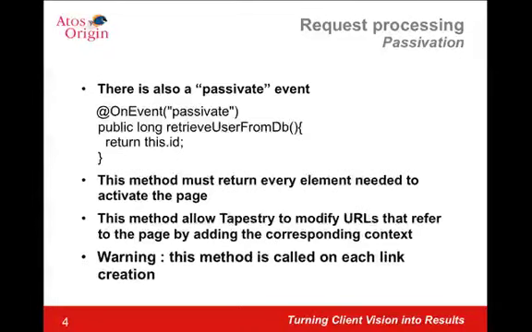Then the passivation mechanism. As with activation, we can write a passivate method thanks to the @OnEvent annotation. In this method, we just return all the data we want to put into the URL. This method will be called for each link to this page.